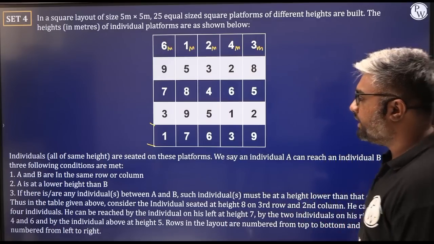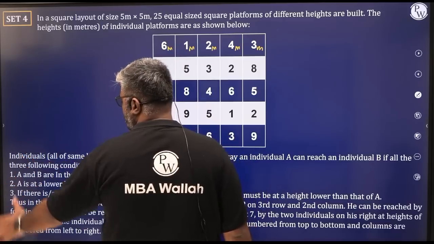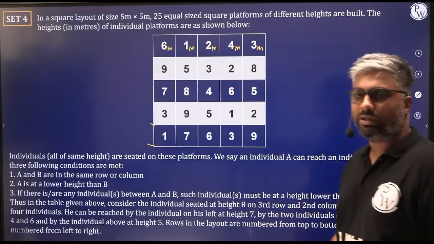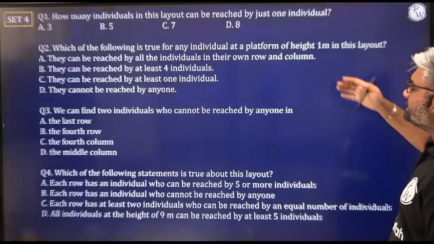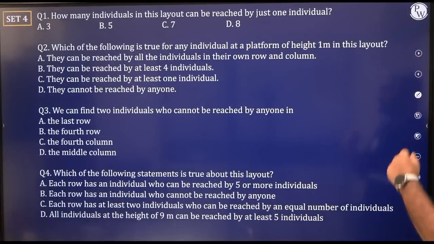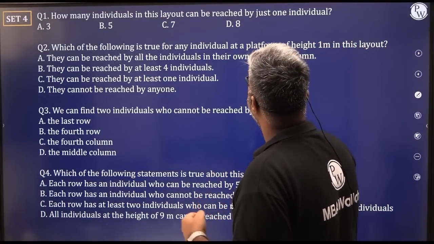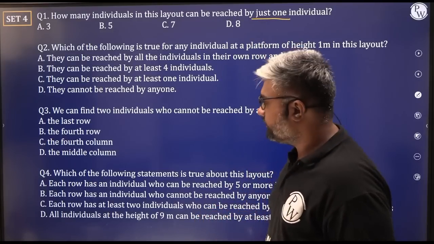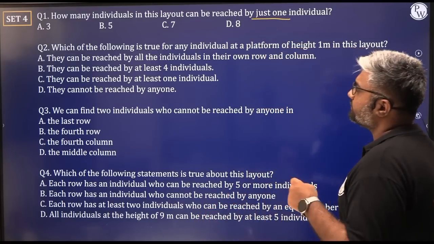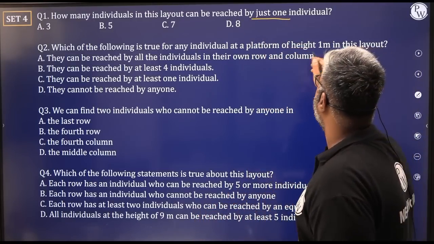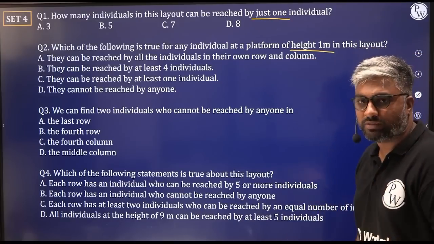Now we have some conditions here, some clues. We'll have to look at that and figure out what they are saying. Have a look at the questions once. We have 4 questions. In these 4 questions, they are asking how many individuals in this layout can be reached by just one individual. The second question is asking which of the following is true for any individual at a platform of height 1 meter. A little more specific.